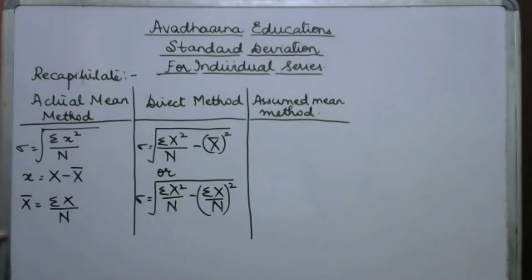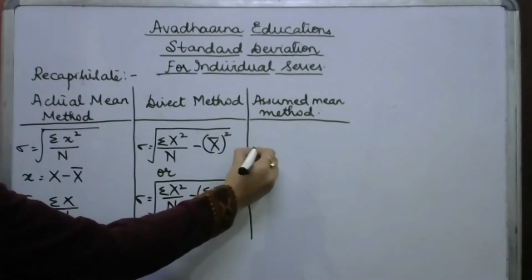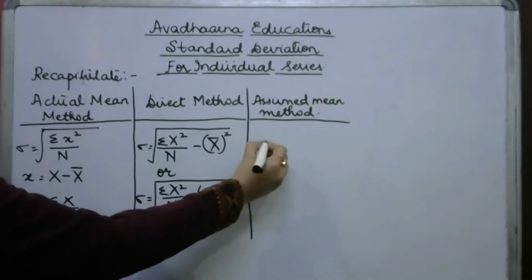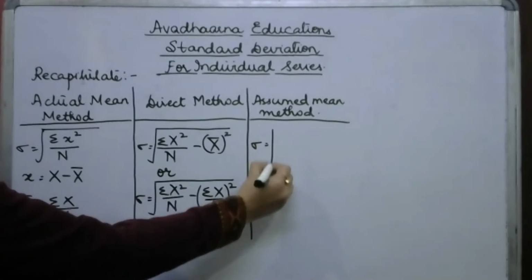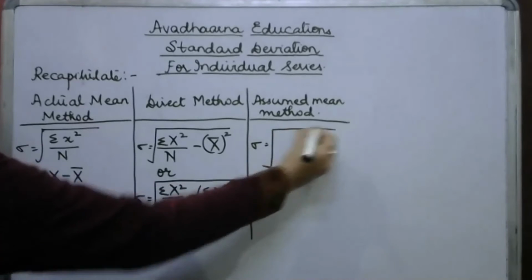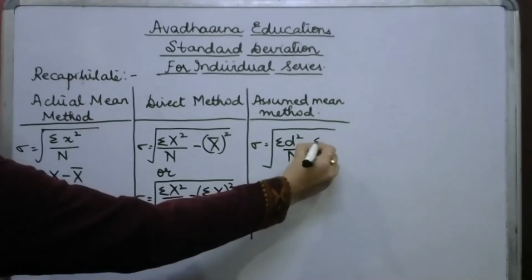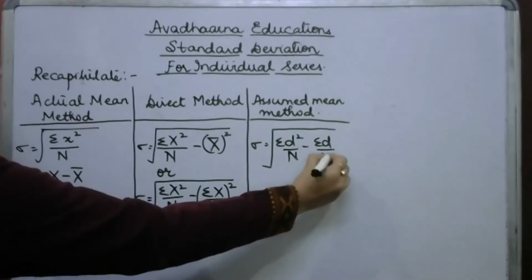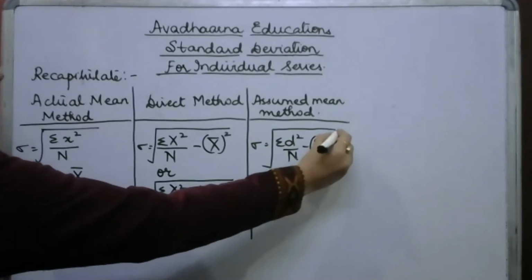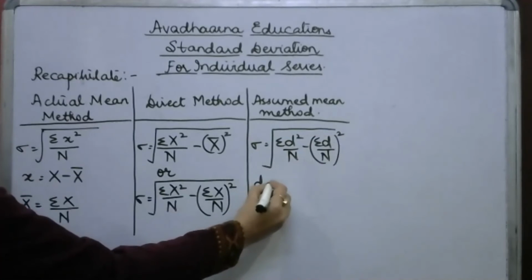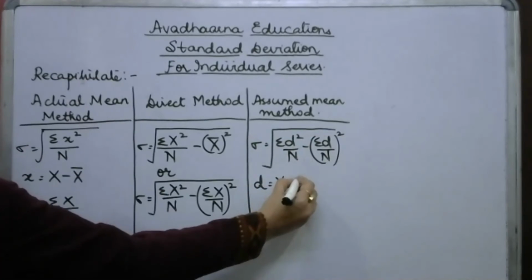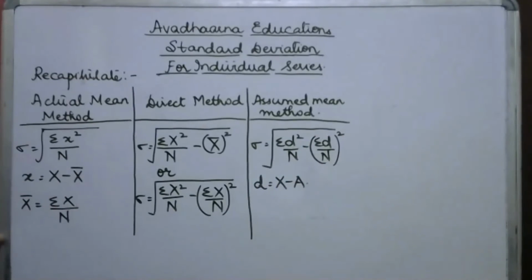And the assumed mean method, we have just learned this method. So the formula for calculating standard deviation in case of assumed mean method is under root of summation d square over n minus the whole square of summation d upon n, where small d is the deviations of x items from the assumed mean. I hope that the formulas of these three methods are clear to everyone.